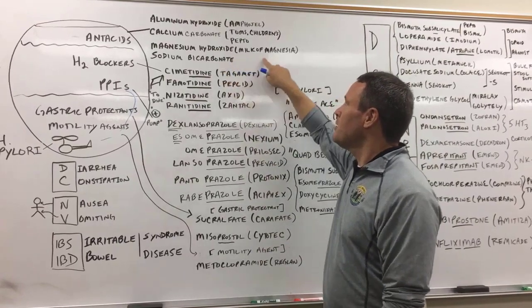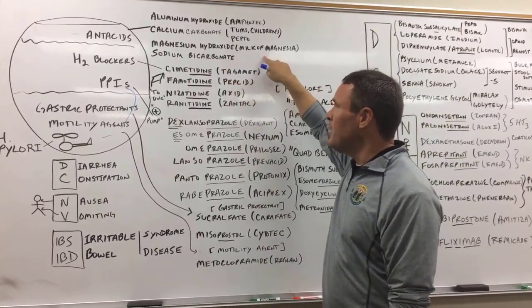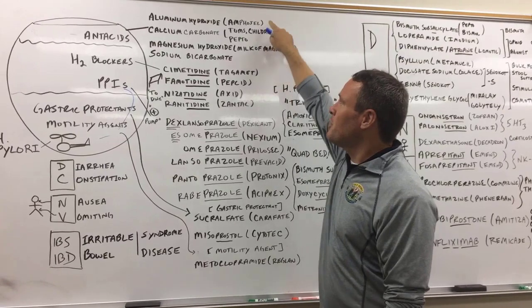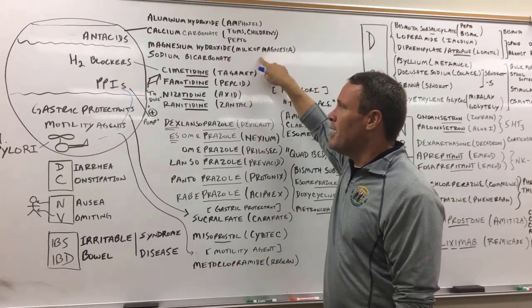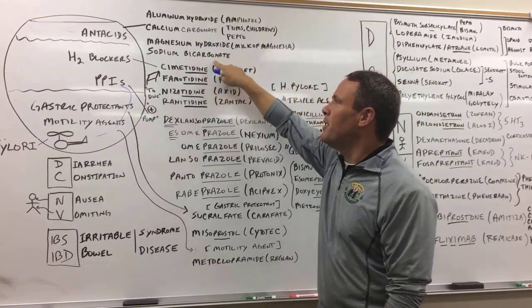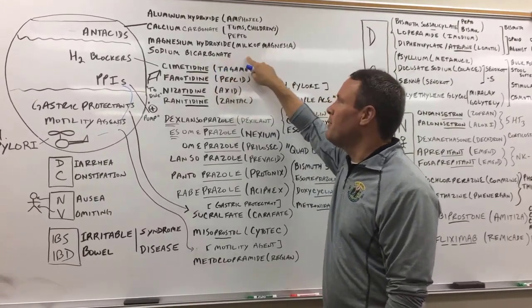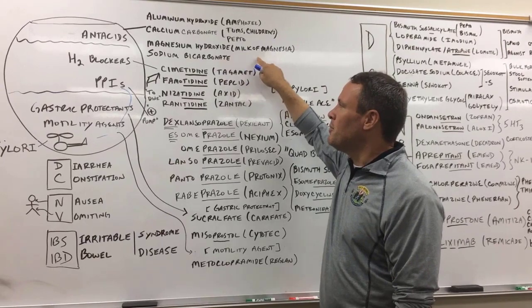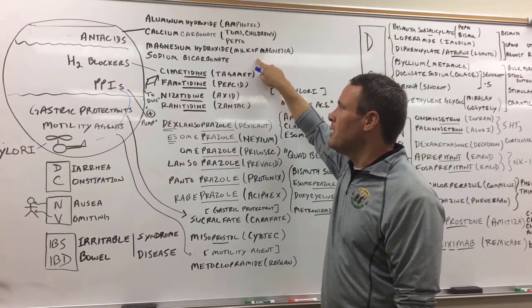Magnesium hydroxide, this is milk of magnesia. And this, unlike these two which cause constipation, this one has a laxative effect and is often used as a laxative. And then sodium bicarbonate is so old, I couldn't even find a brand name for it. But there's some issues with alkalosis and things like that.